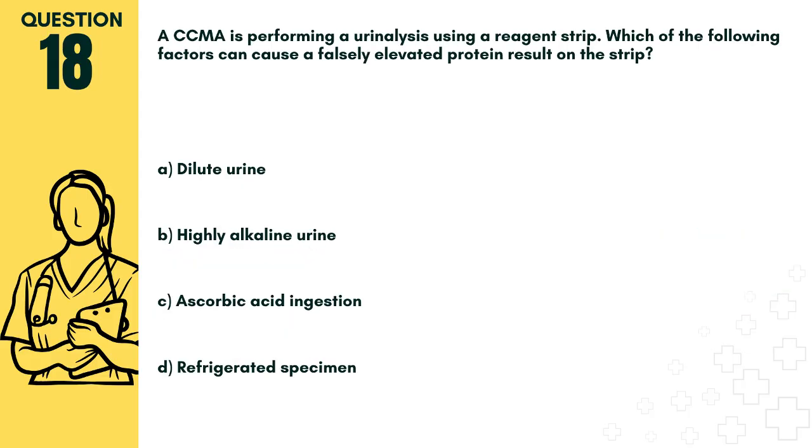Question 18. A CCMA is performing a urinalysis using a reagent strip. Which of the following factors can cause a falsely elevated protein result on the strip? A. Dilute urine. B. Highly alkaline urine. C. Ascorbic acid ingestion. D. Refrigerated specimen.